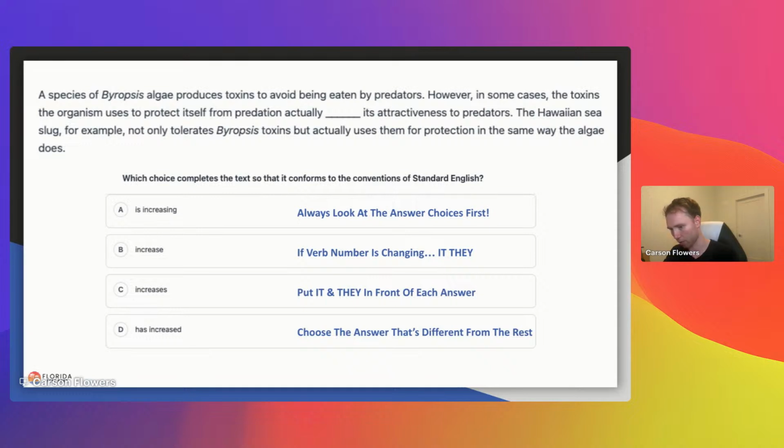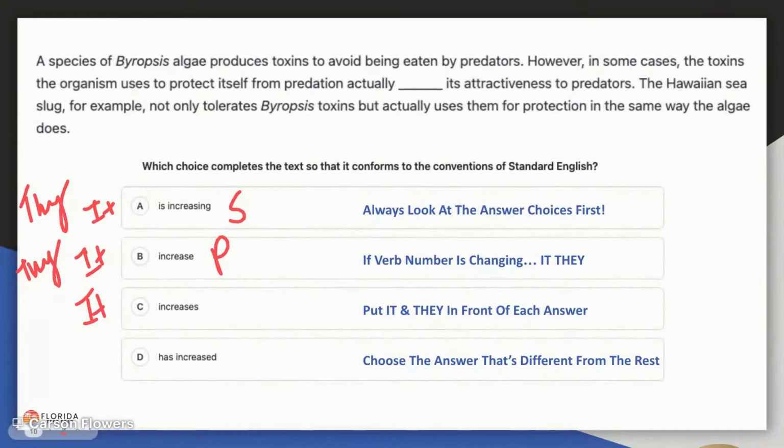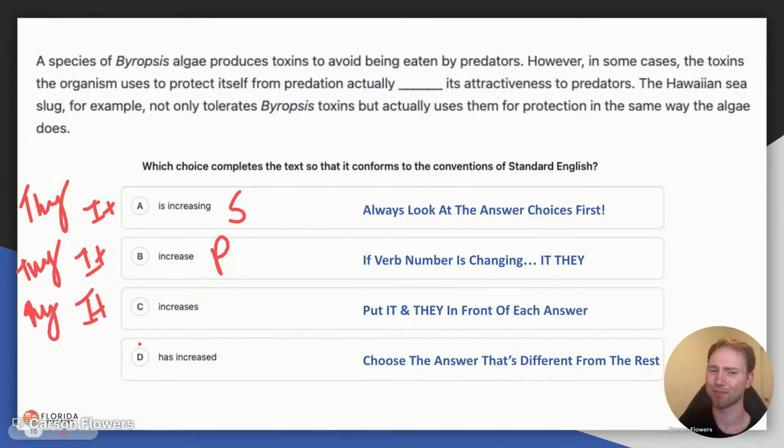So let me get my pen out because I got to write this stuff down. So in this case, we're going to take a look at A. We're going to want to put it in front of it, right? So it is increasing. That sounds right. What if I did they is increasing? That doesn't sound right at all. So I know this is singular. What about B? It increase, or they increase? That sounds a lot better. This is plural. What about it increases, right? Pretty good. What about they increases? Doesn't make too much sense. So I know this is singular as well.